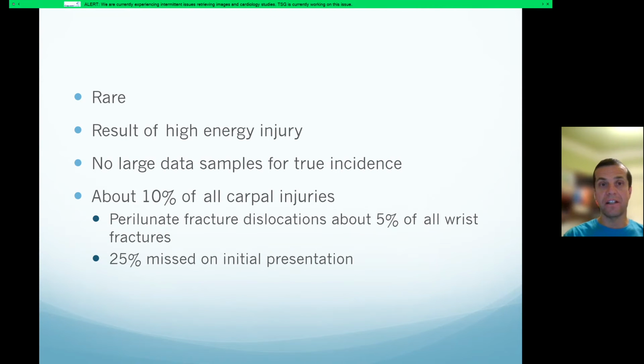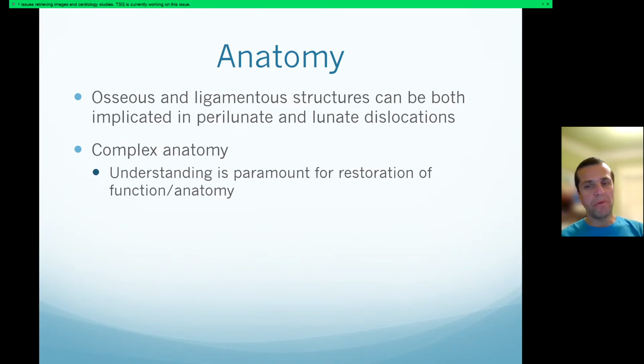Those are rare injuries, the result of high energy injuries, and there are no large data samples to get the true incidence. They are thought to be about 10% of all carpal injuries, with perilunate fracture dislocation representing about 5% of all wrist fractures. Unfortunately, about 25% of those injuries are missed on the initial presentation, resulting in significantly worse outcomes after late presentation. Talking about anatomy, which is very important in the wrist.